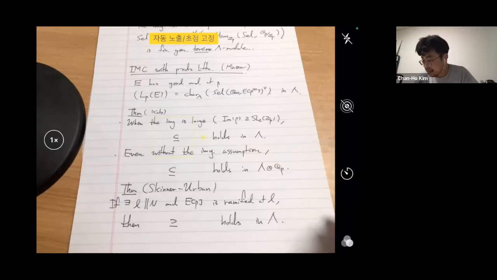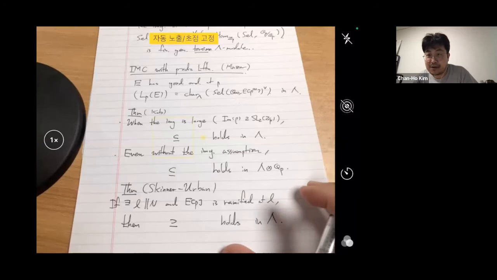And yeah, that's how it goes. E_p ramified at L means an E_p as a multi-Figaro representation.